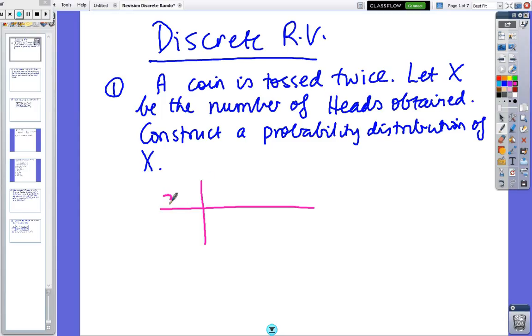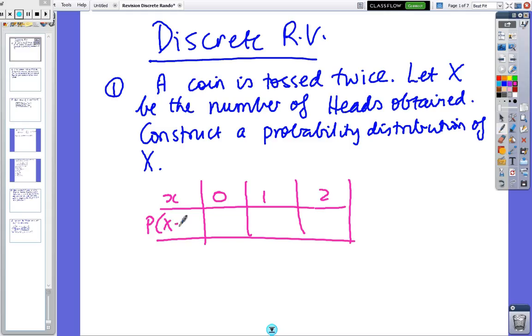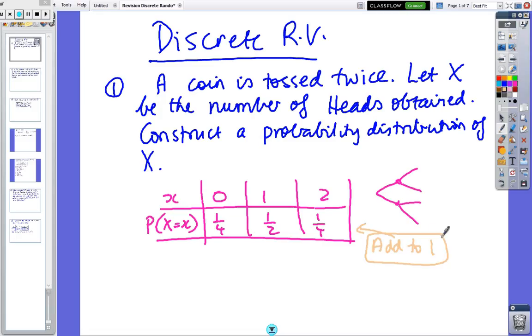Okay, so we've got x, we're tossing it 2 times, so we've got 0 heads, 1 head, or 2 heads. And the probability that x equals x is a quarter, a half, and a quarter. You can do that with a tree diagram if you want to, or you could do it with combinations, but it's a quarter, a half, and a quarter. And note that the numbers have to add to a whole. Okay? If it doesn't add to 1, you are shot. You do not have a PDF.